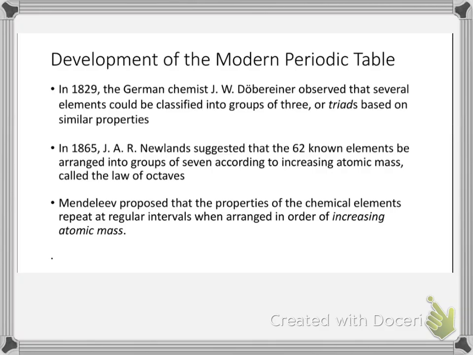In the mid-late 1800s, we see Newlands. So the suggestion there is we know 62 elements. We can arrange them in groups of 7, and we'll start from the lowest atomic mass up to the highest atomic mass. So we're still having this arrangement of groups, and we're going to now order them by atomic mass. Okay, and atomic mass is something on the periodic table, but it is not how the modern periodic table is organized.